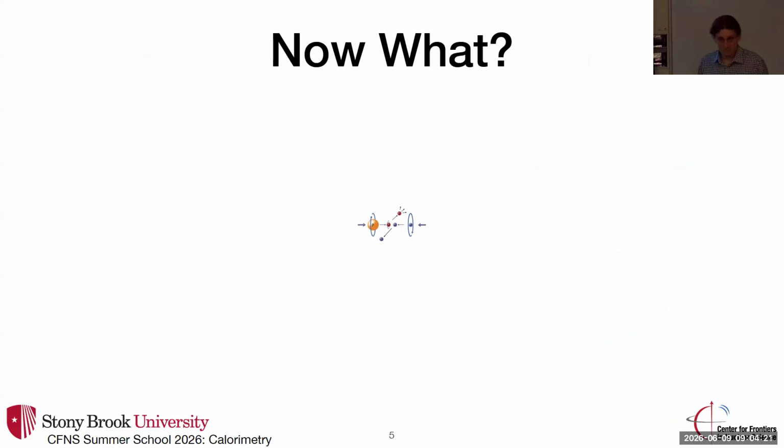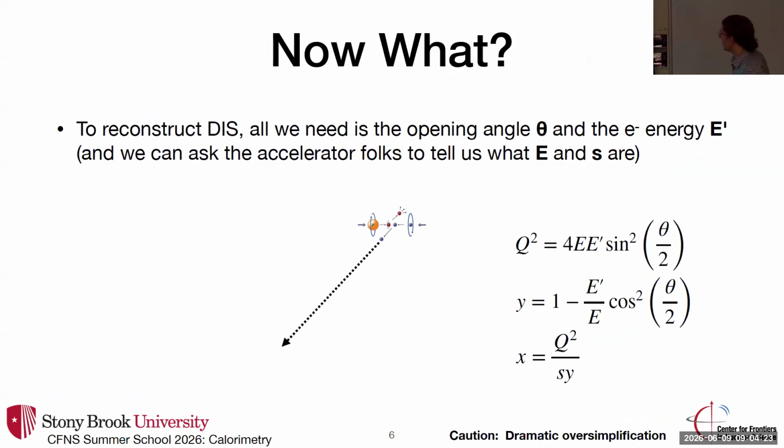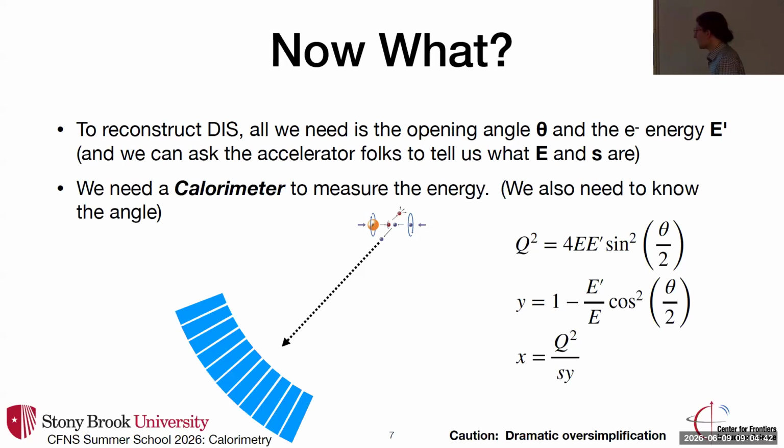Now what? Well, we're going to have to measure that electron. It's not that hard. We need the opening angle with respect to the beamline, and we need the electron final state energy. We'll call the master control room and ask them what the initial state energy was. And then we can fill out all we need to completely determine the system.